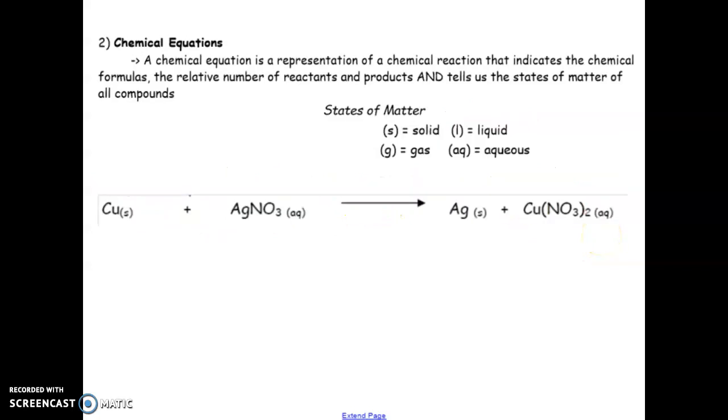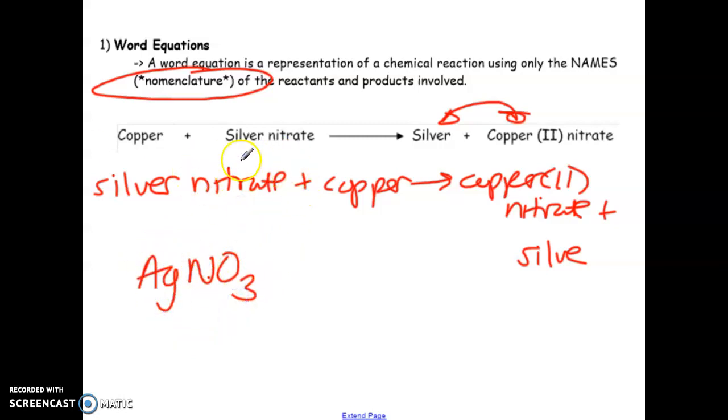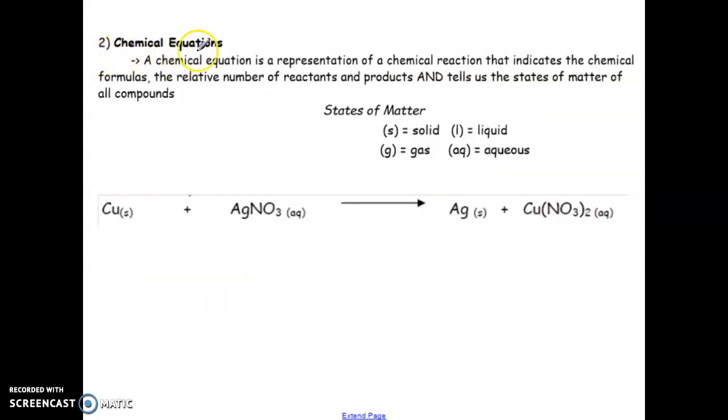So if you had to convert this into a formula, this is why we went through all that nomenclature. So silver nitrate, right? You would have to write out the formula for silver nitrate. Again, following the crisscross rule, understanding a polyatomic ion, all that good stuff that we learned about is basically starting to come into play. So here's what it looks like in a chemical equation.